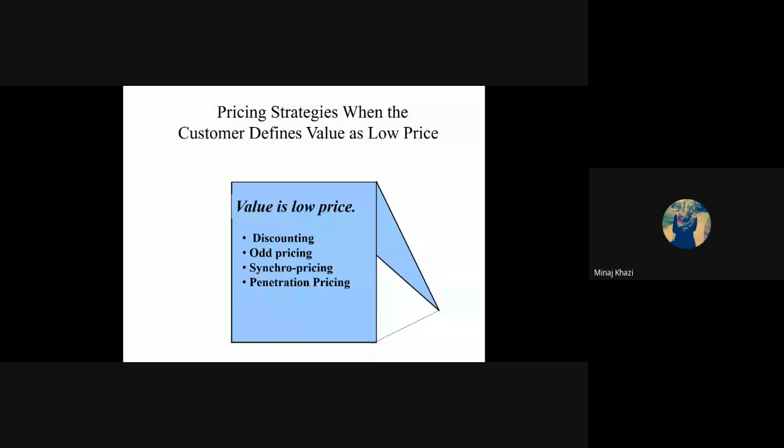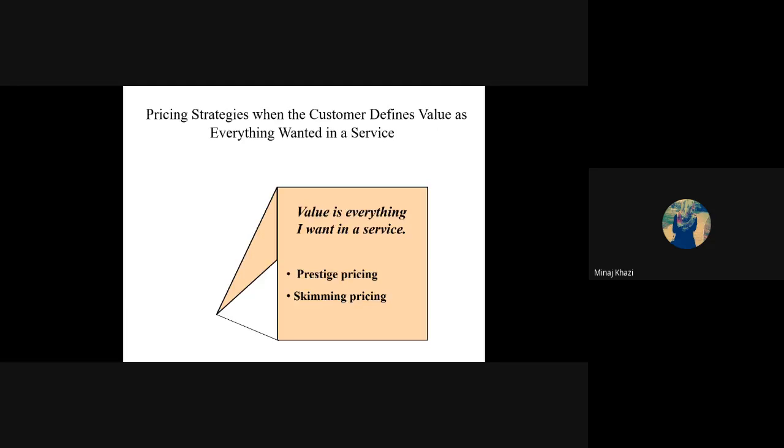So what you do, you look into the customers' pricing and you give it at a much cheaper price than your competitors, so that people will not feel burdened in trying your service. They may feel, okay, we'll just try it once, the price is not that high, so they come and try your services. So you are trying to penetrate into the market by capturing the market share and giving them the services at a lesser price. That is penetration pricing. Next is pricing strategies when the customer defines value as everything he wanted in a service.